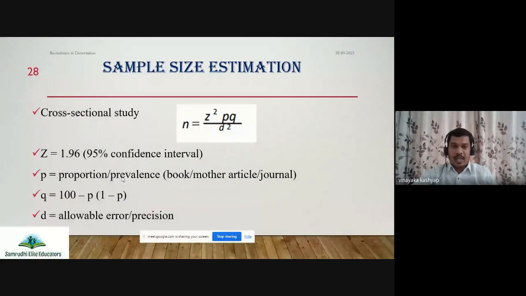Now I will take that prevalence for my sample size calculation. So I will write that P as 10 in my sample size calculation, and then I will quote whatever article I have selected. And this is the formula. Now comes the allowable precision or error. I will talk to you about it in a few minutes. Okay, this is the sample size for a cross-sectional study.